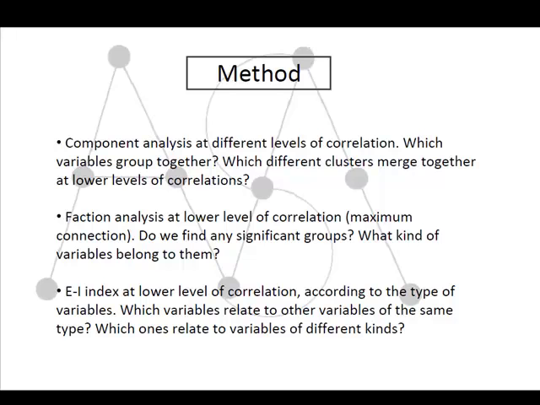Then I can do faction analysis. Faction analysis is a similar kind of analysis, but instead of saying that the groups have to be disconnected, the routine will place variables in different groups, even if there are some connections between these groups. And then I will talk about the EI index, which is simply giving attributes to these variables. So some are socio-demographic, others are attitudes, others are behaviors. Which variables relate to other variables of the same type, which ones relate to variables of different types, and there is a way of measuring it.